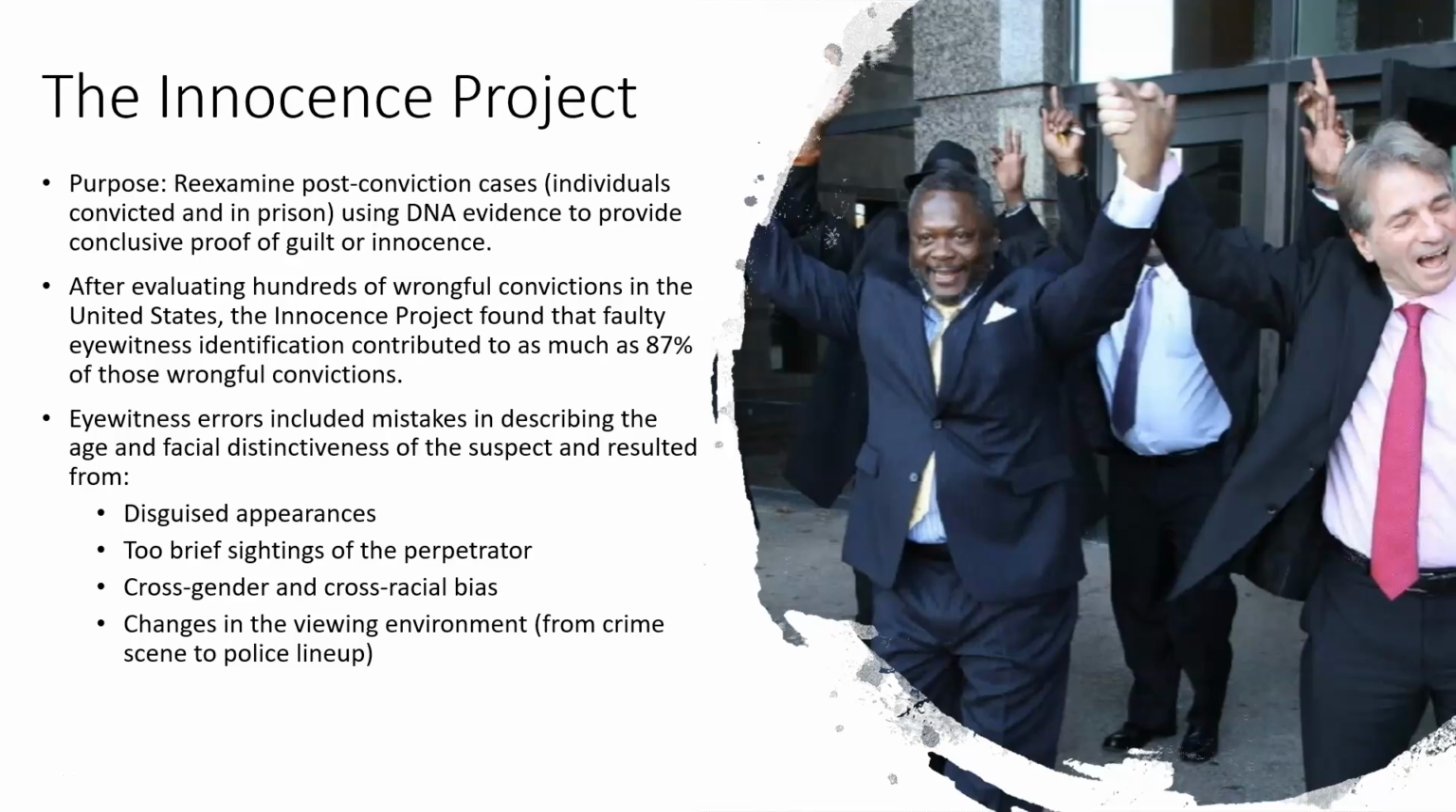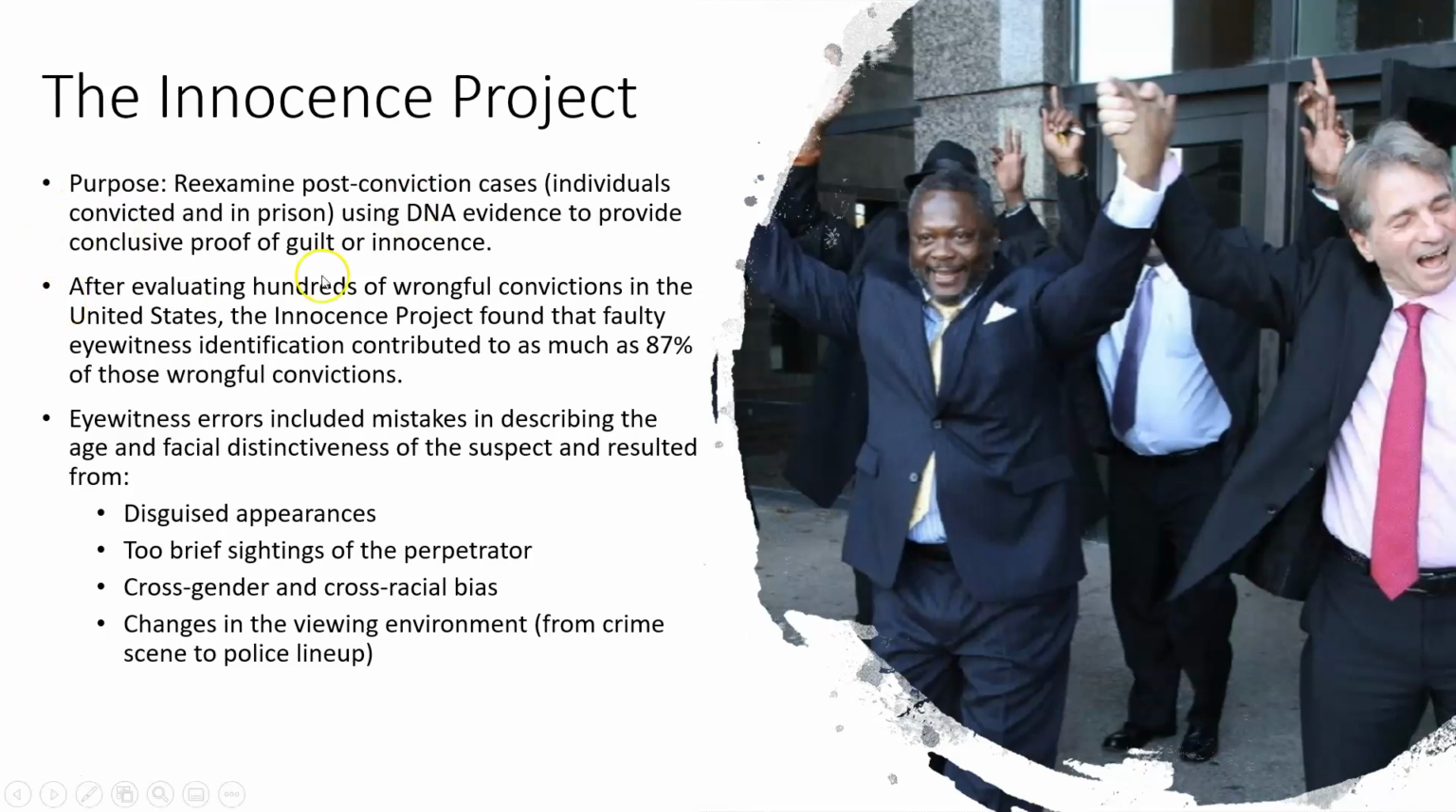Because there are people that have been and will continue to be convicted, wrongfully convicted, of a crime based on eyewitness testimony, the Innocence Project was born with the purpose of re-examining post-conviction cases. So we're talking about individuals that were convicted and have been sentenced to prison based on eyewitness testimony, based on flawed science, based on inaccurate observations. And this Innocence Project is actually using more concrete evidence in the form of DNA evidence to provide conclusive proof of guilt or innocence. The Innocence Project has actually been successful in looking at or re-examining these post-conviction cases using DNA evidence to actually prove guilt as well as prove innocence in a variety of cases since the 80s.